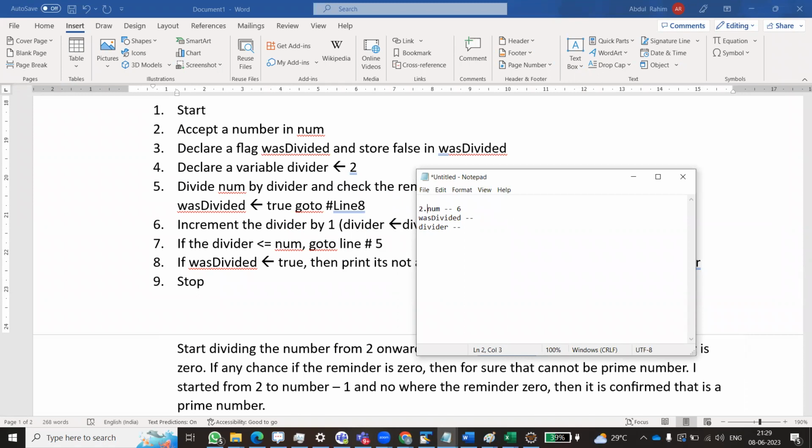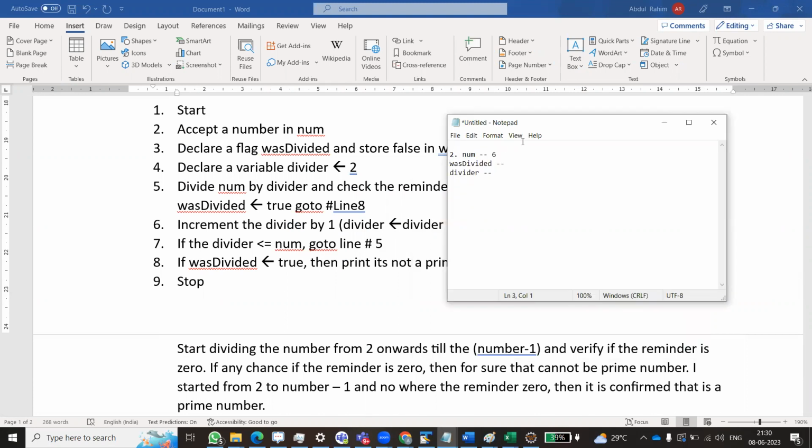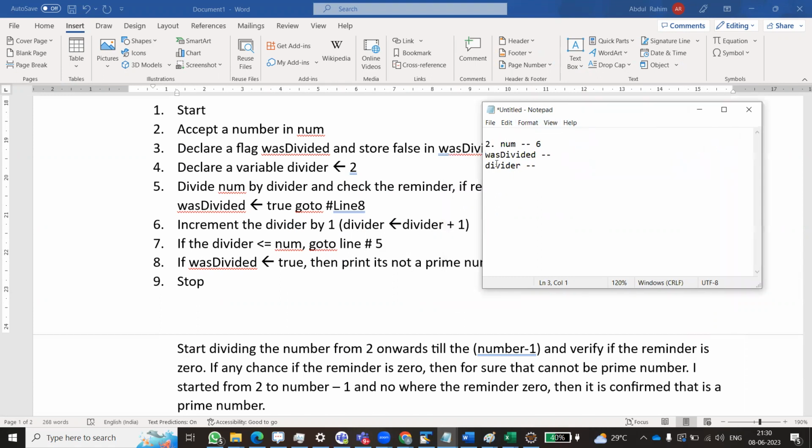False. This is line number 2. Is it visible, this one? Yes, sir. Okay, so in line number 2 we accepted a number. In line number 3, what are we doing? What is the value of was divided? False. The flag will be false. Okay, and in line number 4, what am I doing?